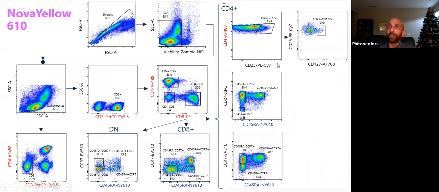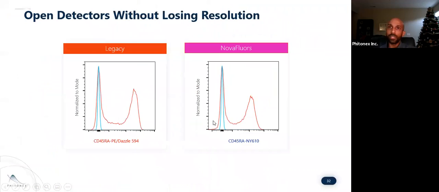When we look at the results from replacing PE Dazzle with NovaYellow 610, it's very similar to what we have with our legacy panel. We're still able to resolve all of the same populations, with very similar separation. Again, we're getting our CD4 positive, CD8 negative, and double negative cells, as well as our NK cells, which aren't shown here. So simply replacing PE Dazzle allows us to open up a detector without losing resolution.